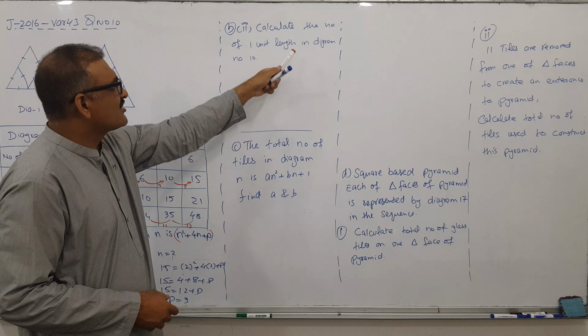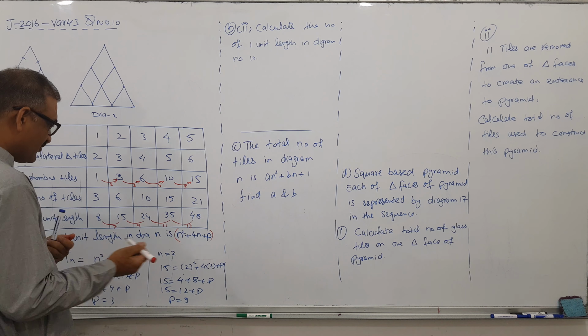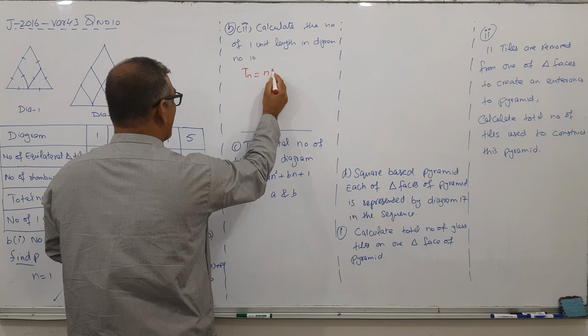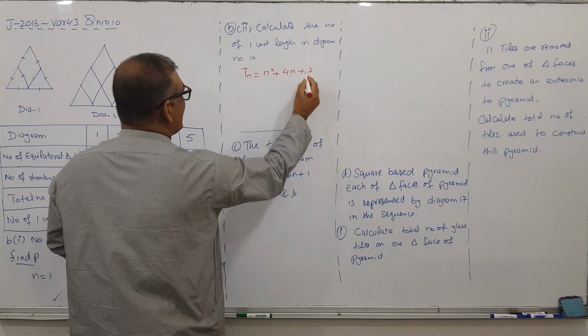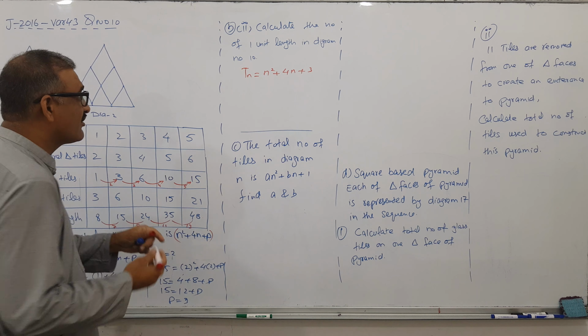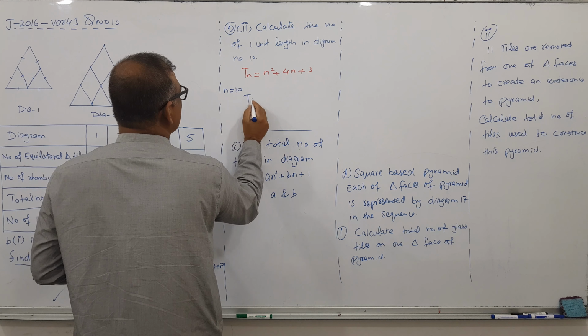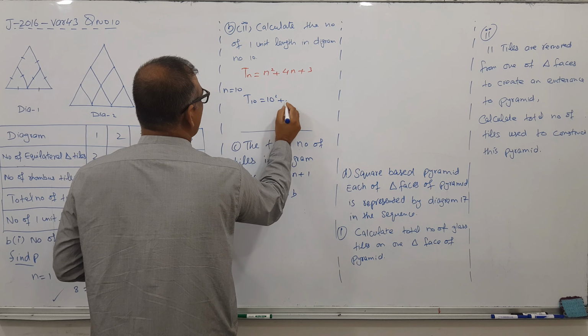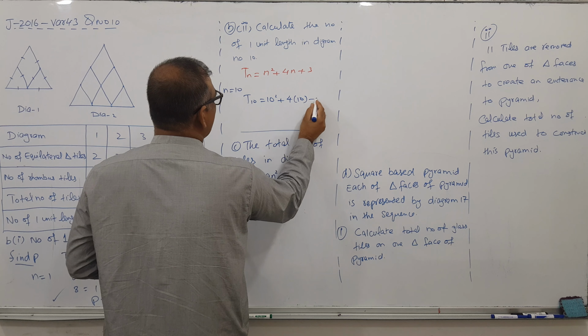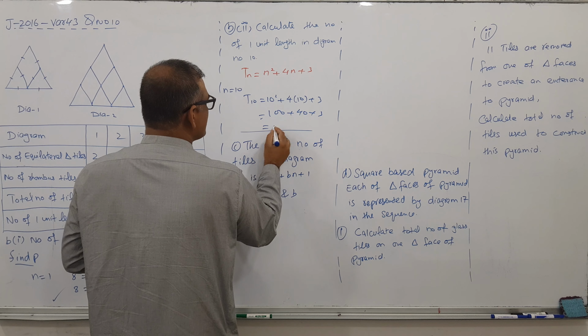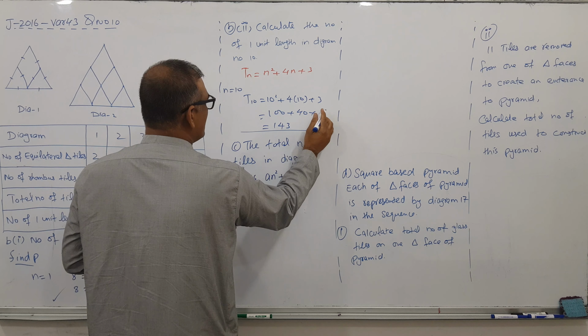Calculate the number of 1 unit lengths in diagram 10. The equation we got is Tn equals n squared plus 4n plus 3. This 3 comes here. Now he's asking for n equal to 10, so put n as 10. When I put 10 everywhere, 10 squared plus 4 times 10 plus 3, so 100 plus 40 plus 3, so 143 is our answer.